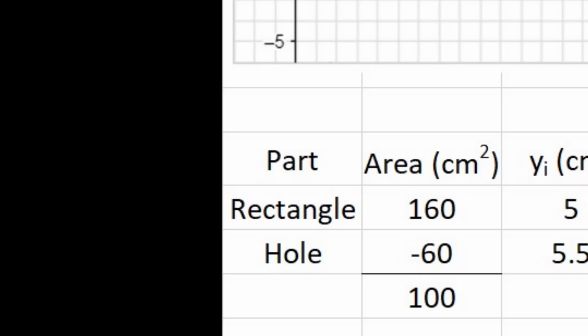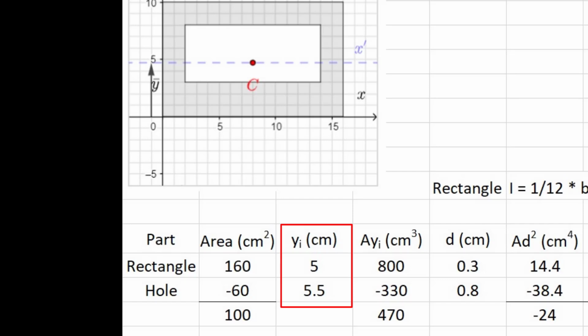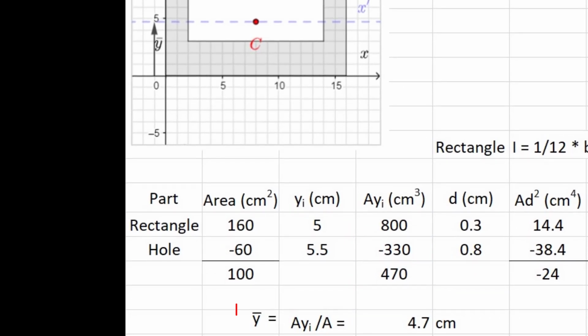I then have to determine the centroid location based on that datum, that zero line, for each one of these parts. Next, we have to multiply the area times the centroid location for the individual parts. To determine Y bar, we're going to use the equation: the summation of the product of area times the individual Y bar location, divided by the area. And this results in a Y bar for the composite structure of 4.7 centimeters.